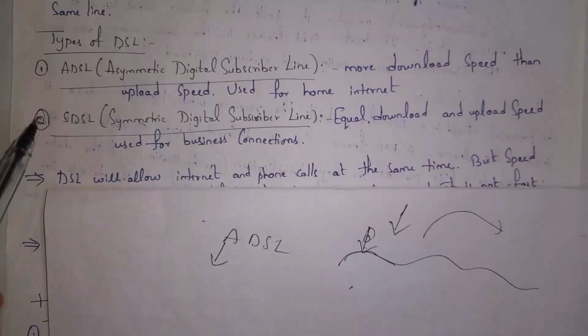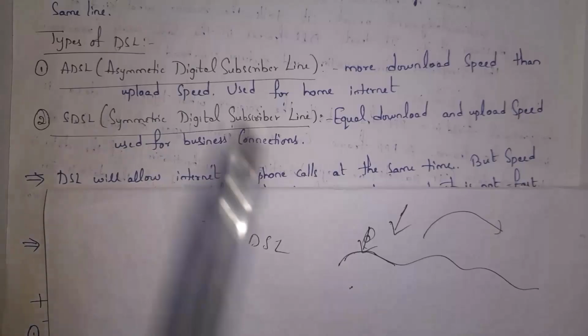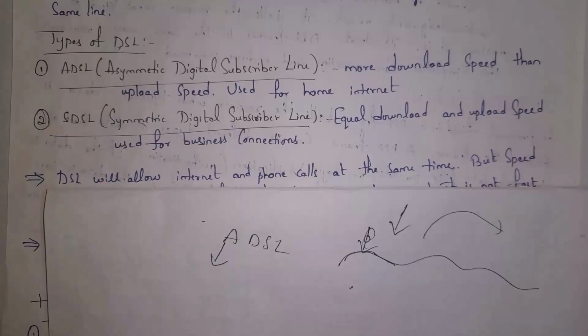And next one is SDSL, that is symmetric digital subscriber line. Whereas in ADSL, there is more download speed when compared to upload speed, in SDSL, download speed as well as upload speed, both are equal. Normally software companies will take SDSL.